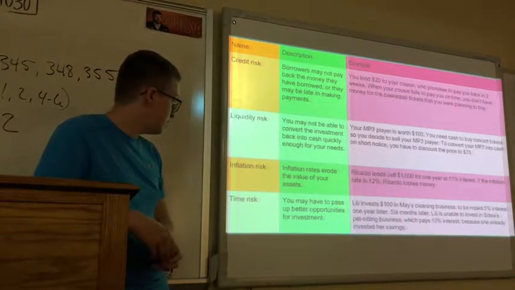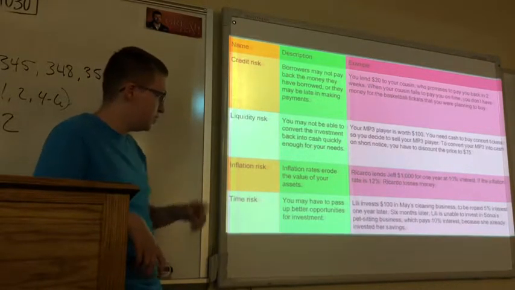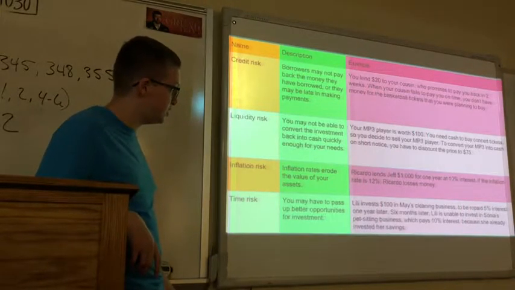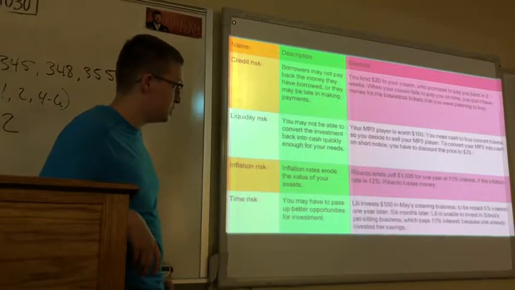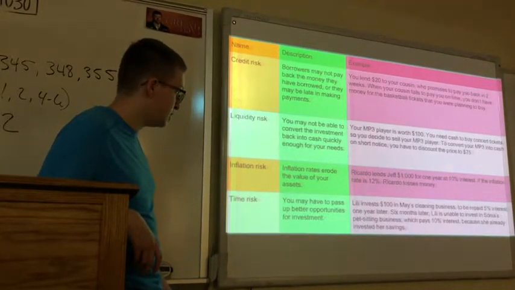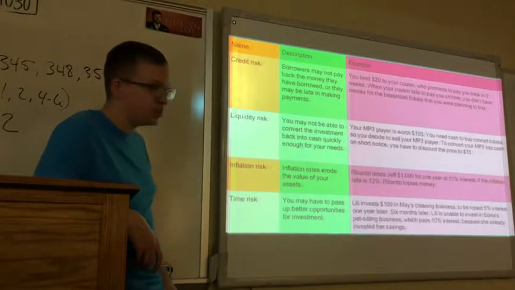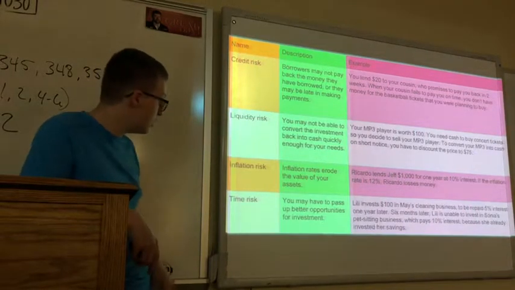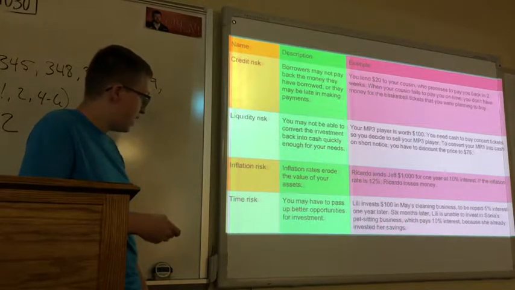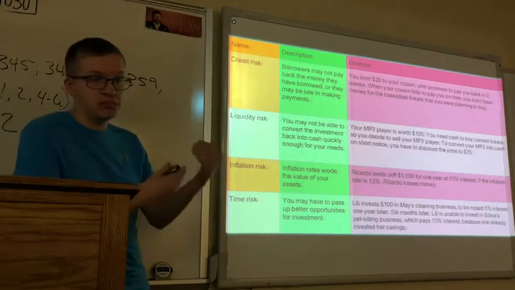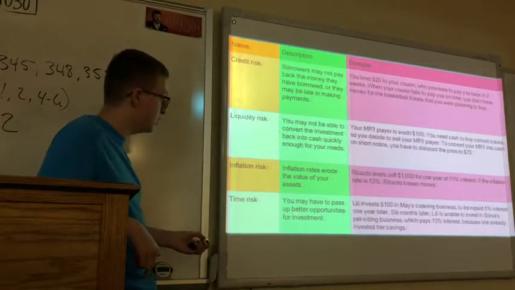Time risk. You may have to pass up better opportunities for investment. Lily invests $100 in May's cleaning business to be repaid with 5% interest 1 year later. 6 months later, Lily is unable to invest in Sonia's pet sitting business, which pays 10% interest, because she has already invested in her savings. That's also kind of opportunity cost. Pretty much what they're saying is that you may have to pass up bigger and better things because you already sunk time and invested in smaller things.